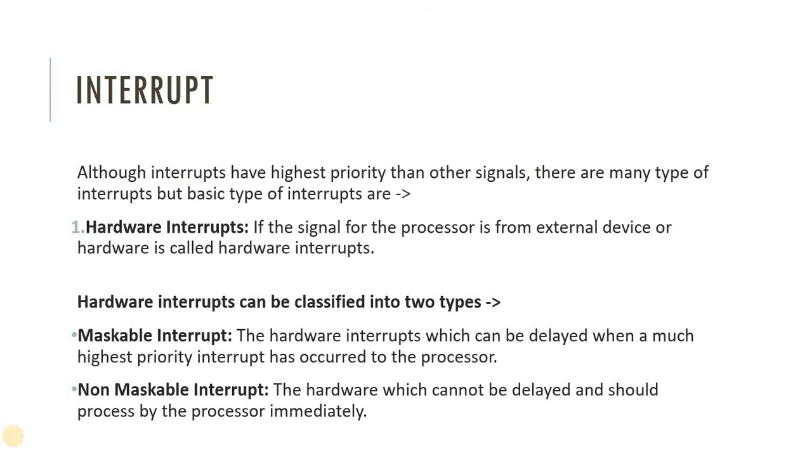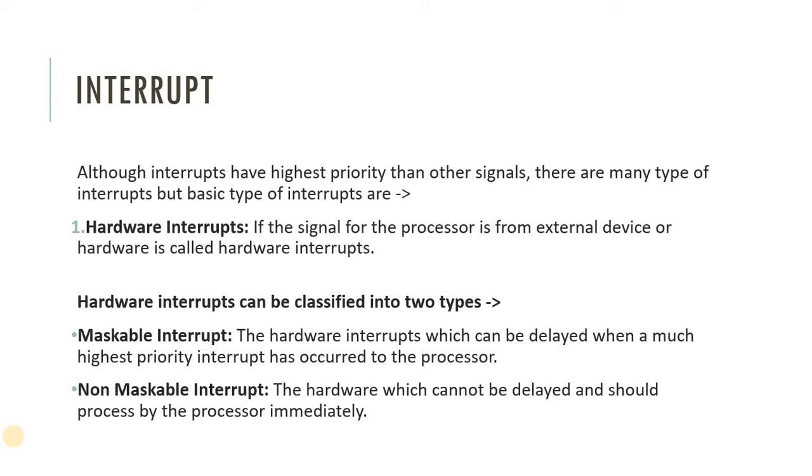Now, interrupts have a higher priority than other signals, and there are many types of interrupts, but the basic types are mainly hardware interrupts and software interrupts. When we receive the interrupt signal, we stop our continuously running program and then execute the interrupt signal. That is why we can say that the priority of the interrupt signal is very high. So let's start with the first, which is hardware interrupts.